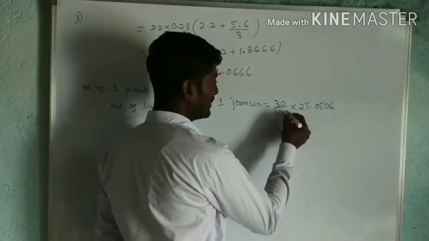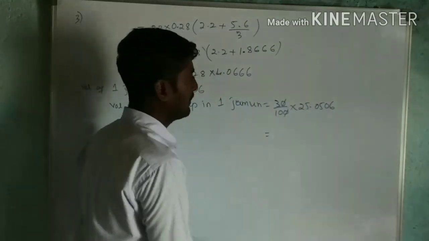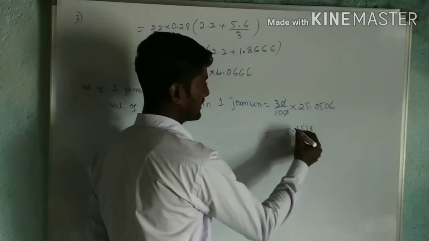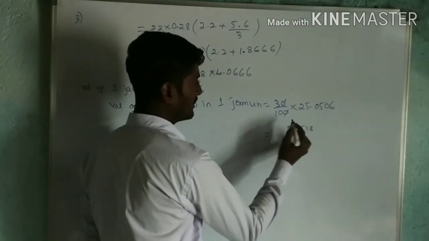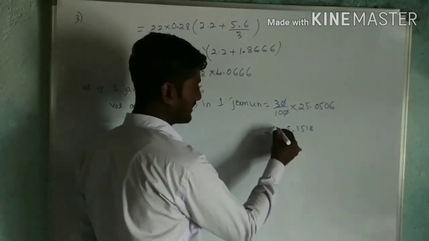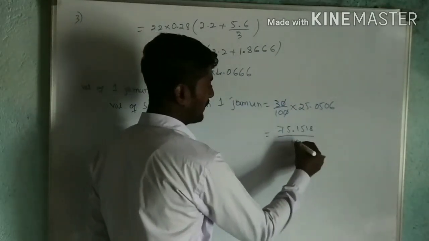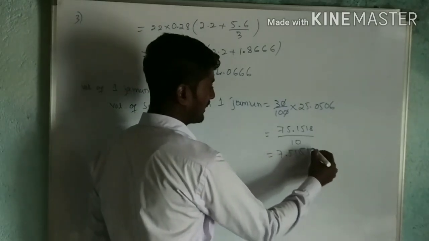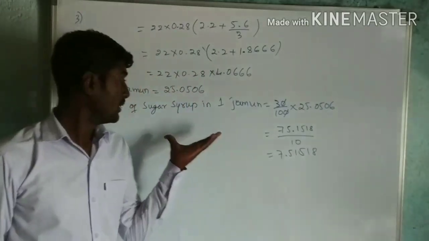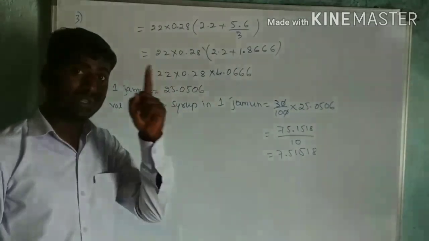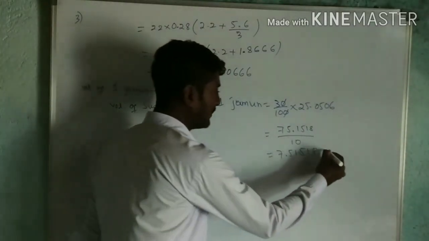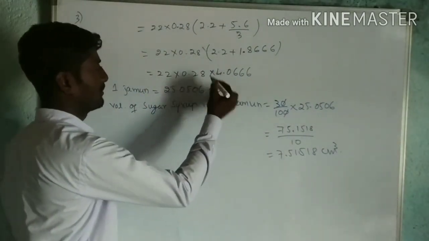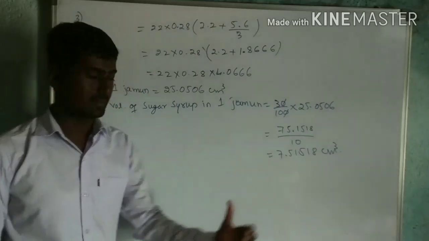25.0506. So 0 gets cancelled, multiply by 3. 6 threes are 18, 6 fives are 15, point. 5 threes are 15, 3 twos are 6 plus 1 carried, that is 7, divided by 10. This is equal to 7.51518. So this is the volume of sugar syrup in one jamun only. This is centimeter cube, because they have given the units in centimeter.